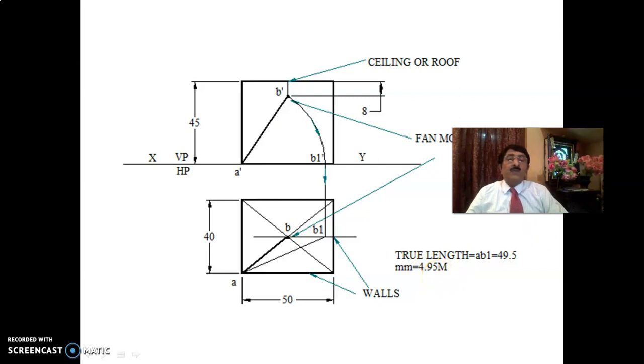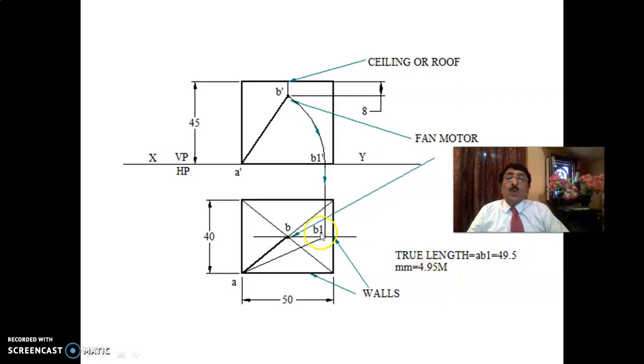This is the answer you should get. Please understand, you should come till this. Don't write it in mm, because everything is given in meters in the problem. Don't write that the true length between the fan motor and one of the bottom corners of the room is 49.5 mm. You measure it in mm because you have taken a proper scale for the front view, top view and all that. 1 meter is 1 centimeter, or 10 mm. So 50 means 5 meters, 40 means 4 meters, 45 means 4.5 meters, 8 mm means 0.8 meters.